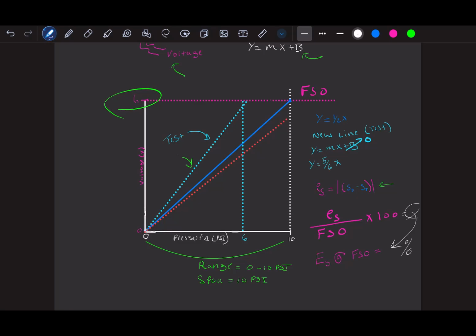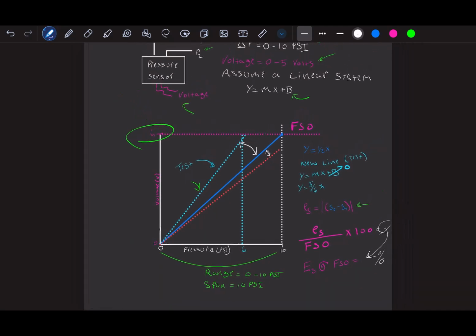And we always, always, always pick the biggest difference in slope, absolutely, whether it's above or below. And that's all there is to it. It is as simple as that to find our sensitivity error for any sensor.